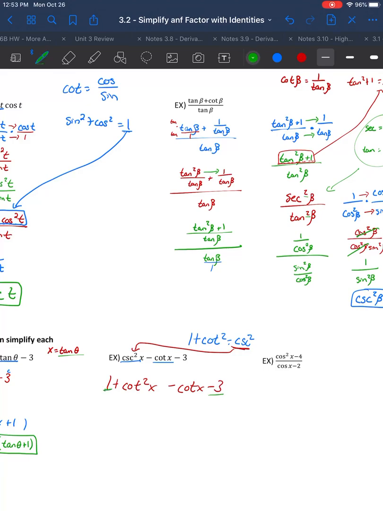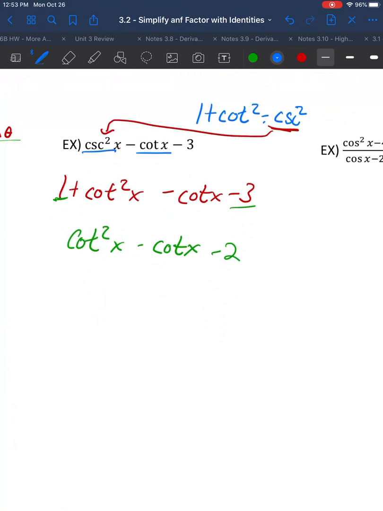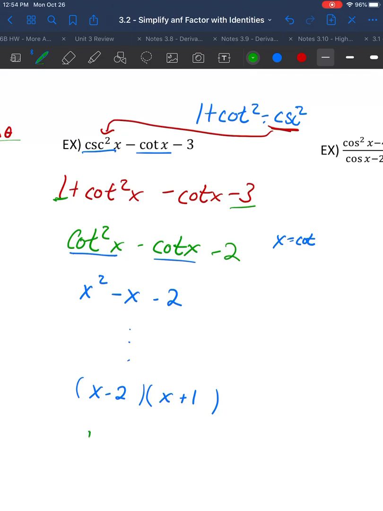Now I've got some like terms. Oops, that should be minus. Now this looks a little nicer to factor. Again, if you don't like the trig words, replace them with x. So then this would say x squared minus x minus 2. However you factor, I get x minus 2, x plus 1, but then I'm going to swap back out what was x. X was cotangent. So cotangent of x minus 2 and cotangent of x plus 1.